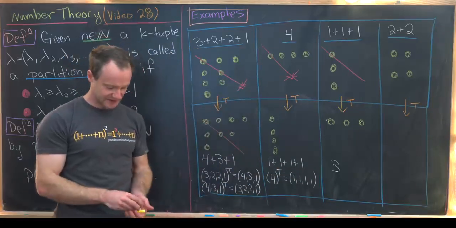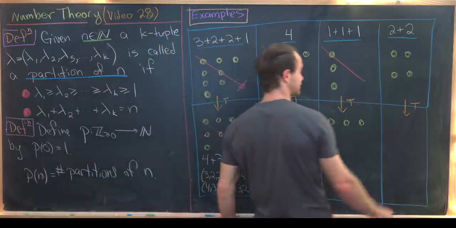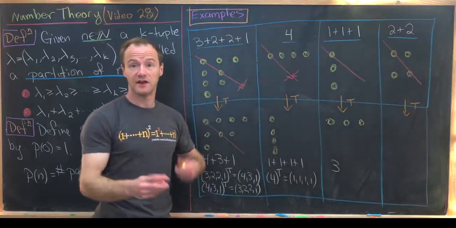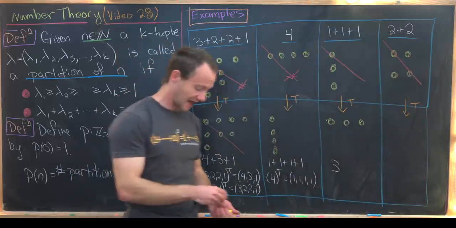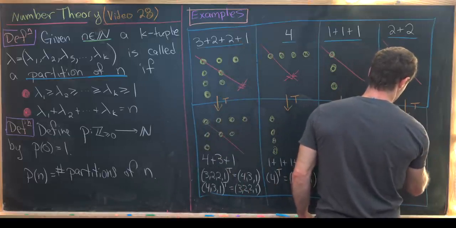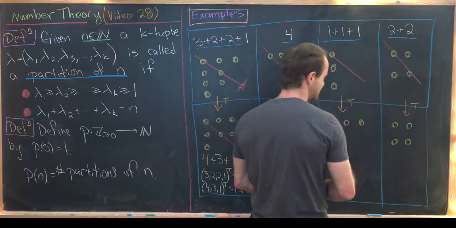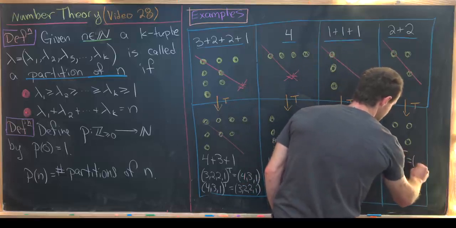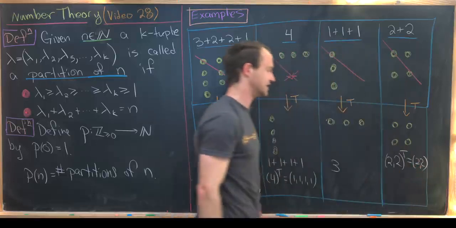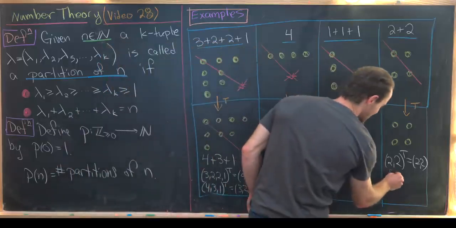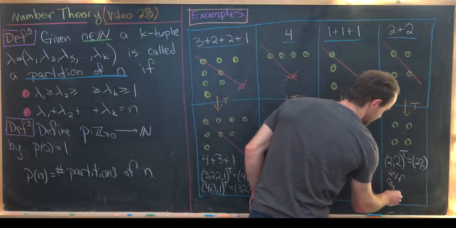Now let's see what happens to this partition 2 plus 2, which is a partition of 4. So notice if we put our line there and then do our reflection, nothing happens. That gives us exactly the same Ferrers diagram, but that means that the conjugate partition is equal to the original partition. So we've got 2 comma 2 conjugate is equal to 2 comma 2. This is what's known as a self-conjugate partition.